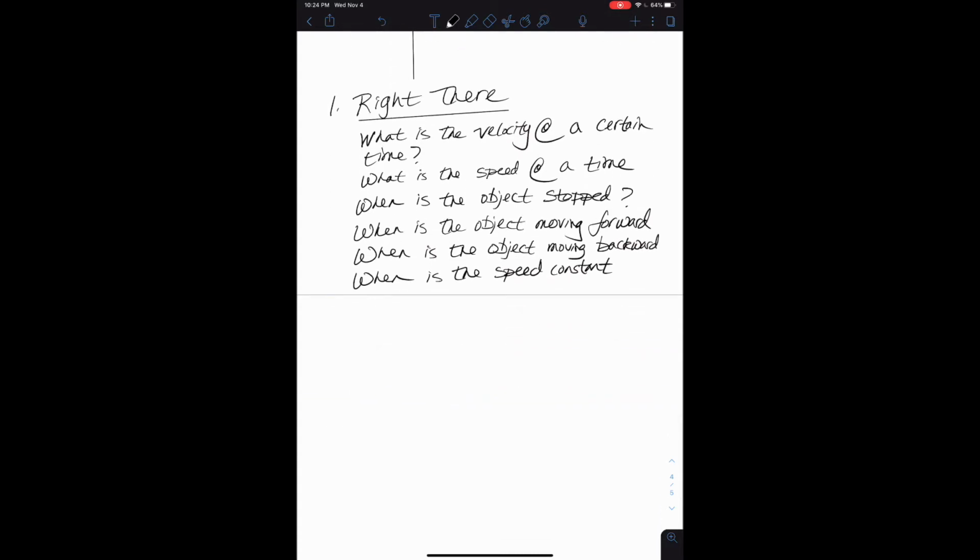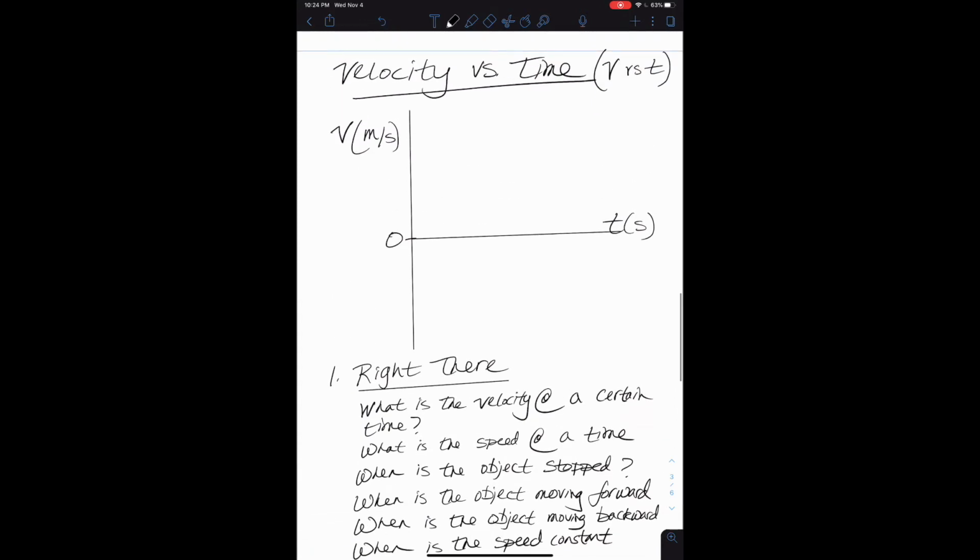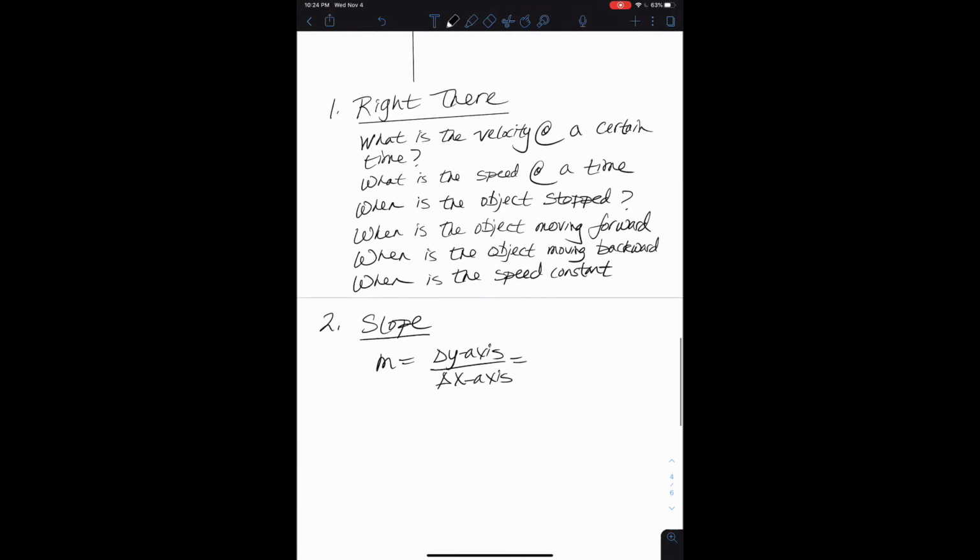The next thing is just like the last graph. The next thing we can talk about is slope. Slope is the change in the y-axis divided by the change in the x-axis. Well, what is that for this graph? On the y-axis is v, on the x-axis is t, so this is going to equal delta v over delta t. This is also known as what? This is where we have to get our formula sheet in check, but it's also known as acceleration. So acceleration is the slope.